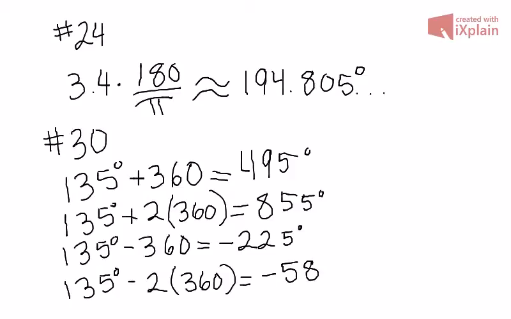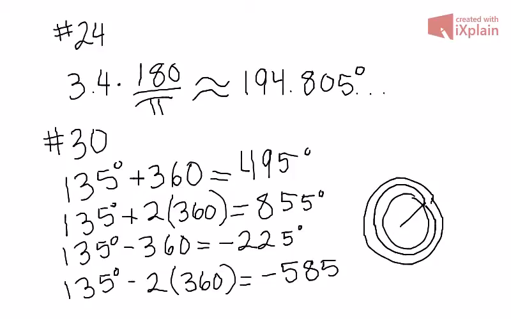So if you can kind of just picture that, it's like we have a circle, we have our angle, and then we go all the way around the circle 360 and get back to our angle. And then all the way around the circle again 360 and get back to our angle. And all of these angles are coterminal. Okay, cool.